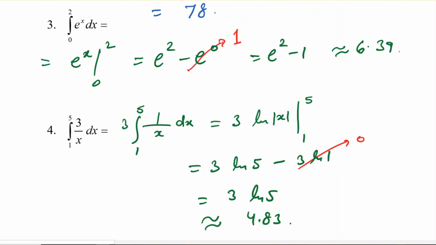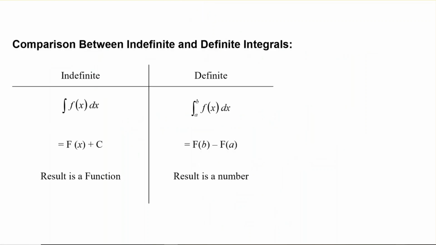8, 3. So that's how we compute our definite integral. We just do one extra step in the end. So if we talk about the comparison between indefinite and definite integrals, there are a few differences. The first difference is in terms of notation. In the case of an indefinite integral, we just have the integral sign, f(x) dx. And in the case of definite integrals, we have the limits of integration. But they both use the same rules of integration.